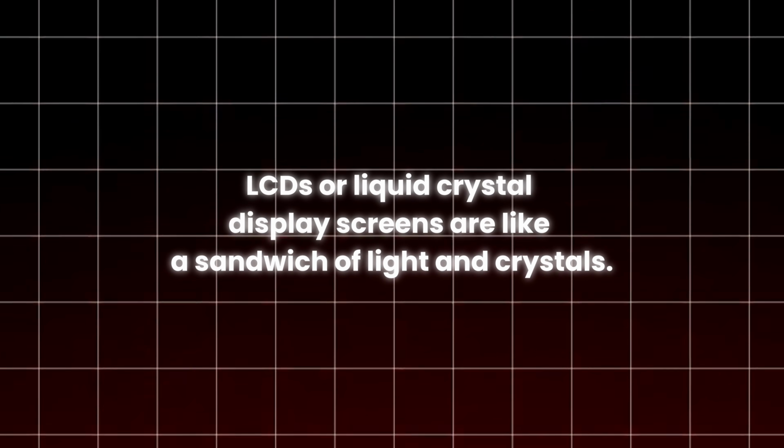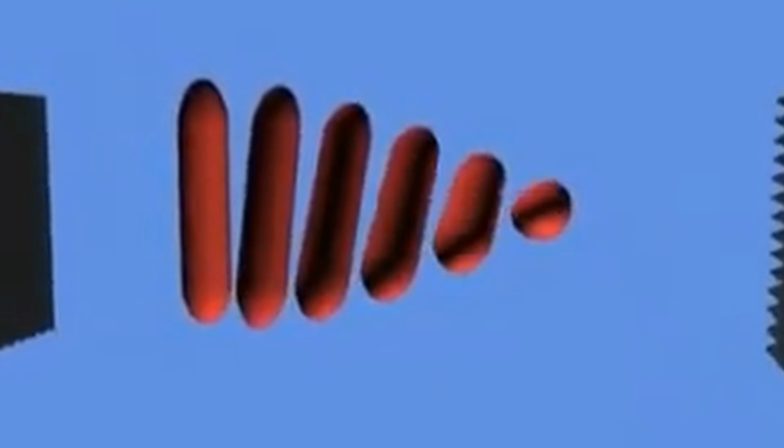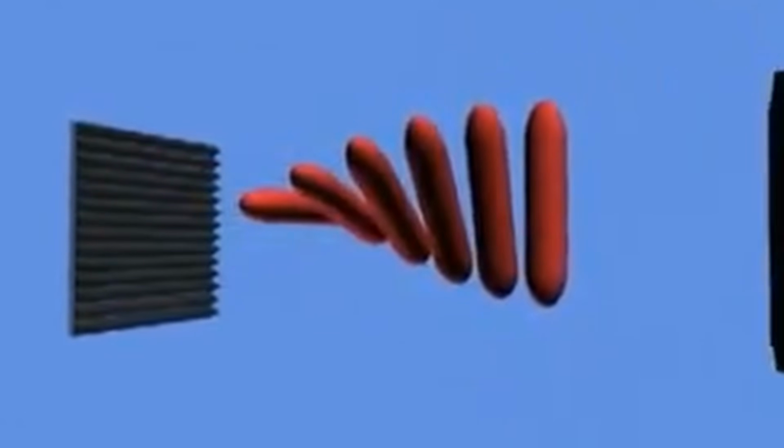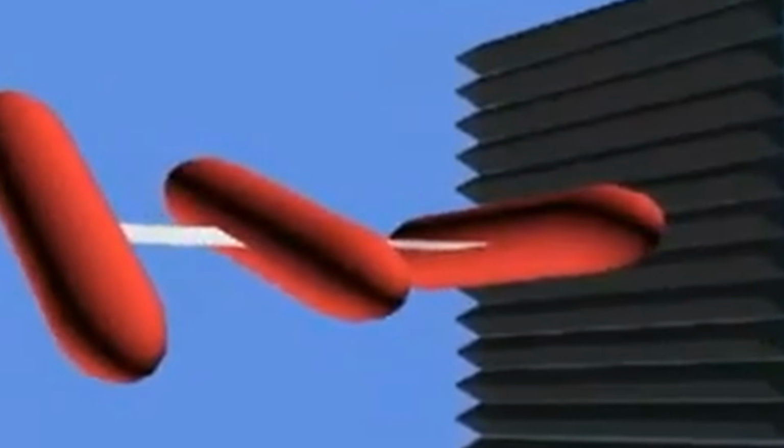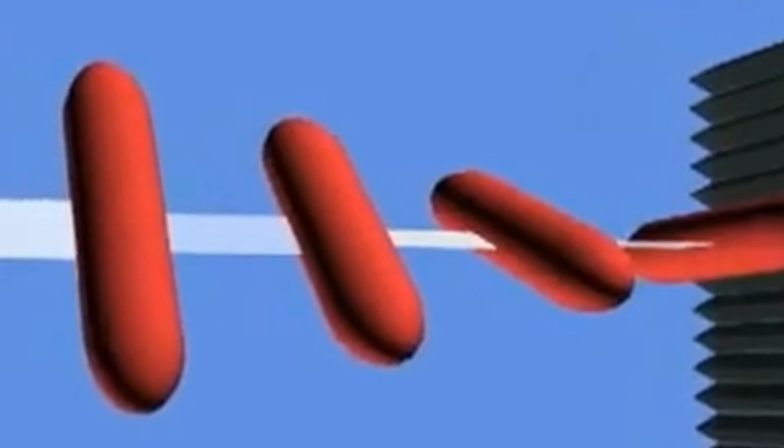LCDs, or liquid crystal display screens, are like a sandwich of light and crystals. Imagine tiny crystals that twist and turn when electricity passes through them. These crystals act like tiny shutters, either letting light through or blocking this light. This is how LCD creates the images you see on your smartphone screen. I don't really know how to explain this without going into details, but here's the summary.